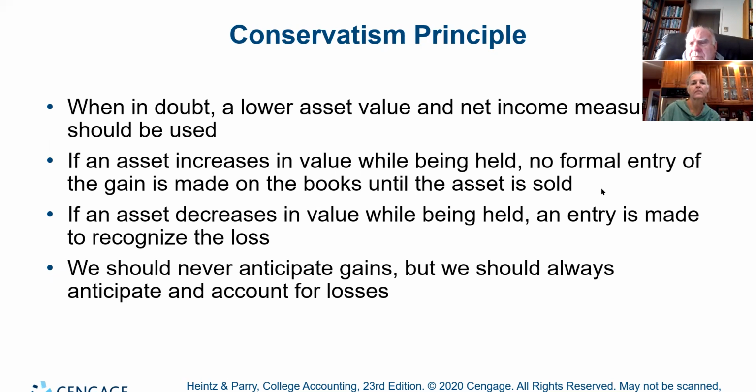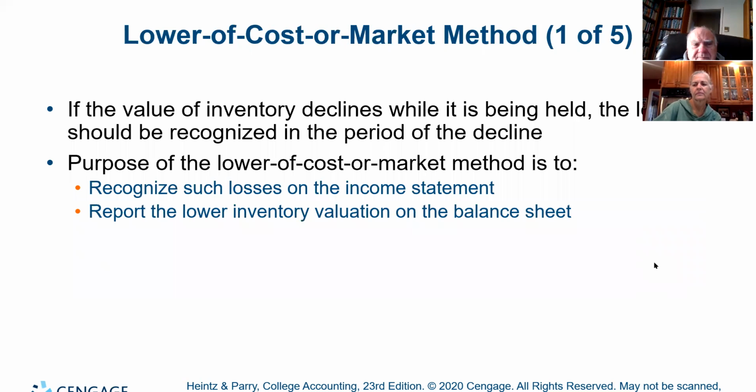And we've talked about that, right? With the $100,000 land that somebody bought in Santa Barbara in 1960, and it's now worth 10 million. Well, it's still going to be $100,000 on your financial statements. No profit until you sell it. But if the land turned out to have chemicals under it or something and the land became worthless, then you would have to recognize that. This is part of something called the lower of cost or market. We should never anticipate gains. We always anticipate and account for losses, conservatism.